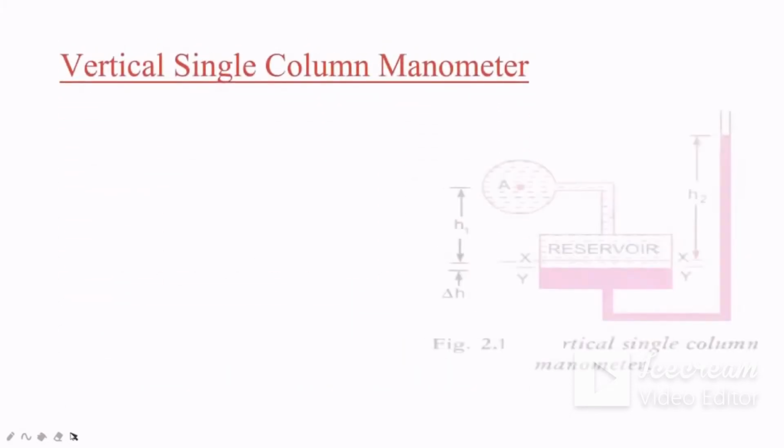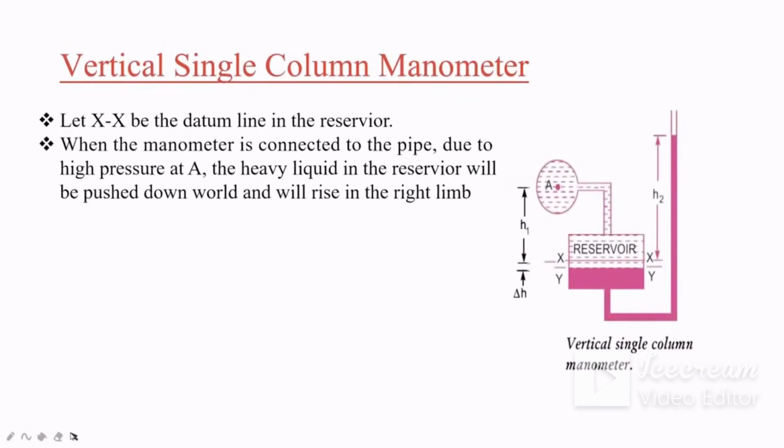So this is the vertical single column manometer, the same figure. We will follow the same procedure as in the last slide, where we took A as the datum. Here we will take XX as the datum line in the reservoir. When the manometer is connected to the pipe, due to the high pressure at A, the heavy liquid in the reservoir will be pushed down.